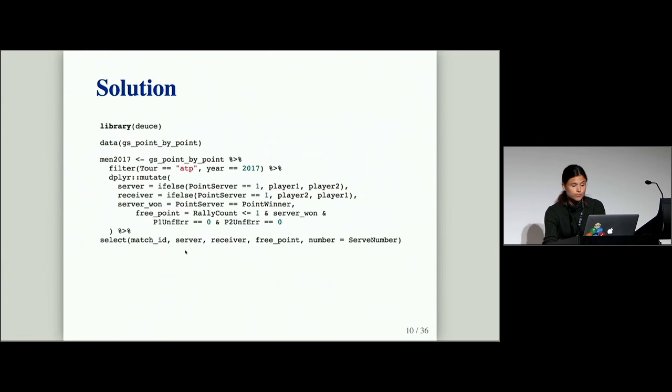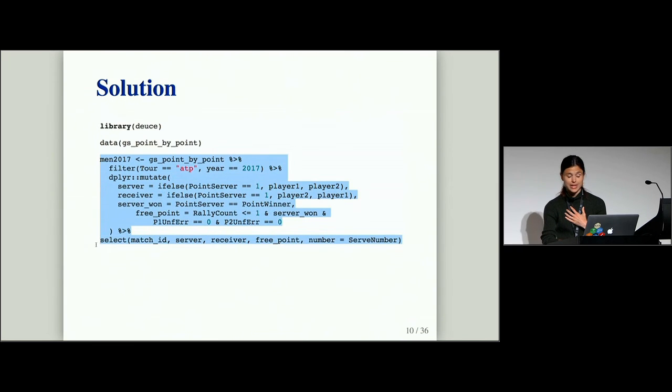So in tennis, you can have a first or a second serve, and we want to distinguish those two. Okay, so with this data set, you could get to that data structure with this set of commands. The filtering step happens here. We restrict to men and to 2017. The trickier part of this is the free point variable derivation.